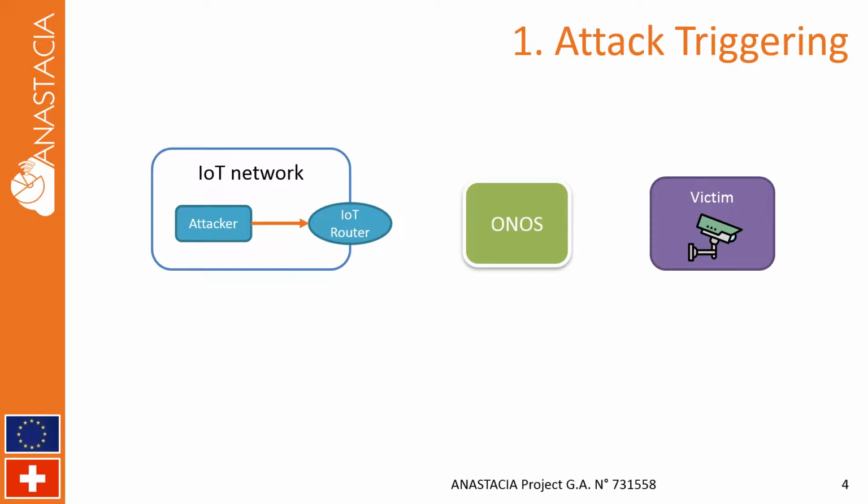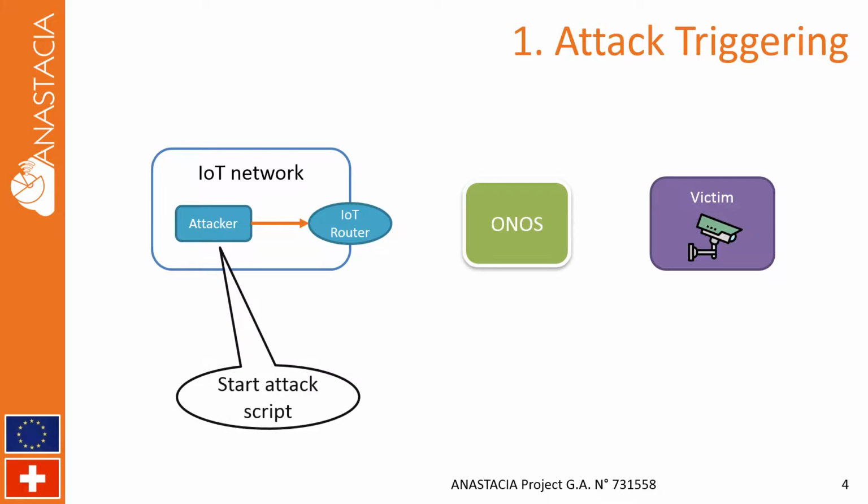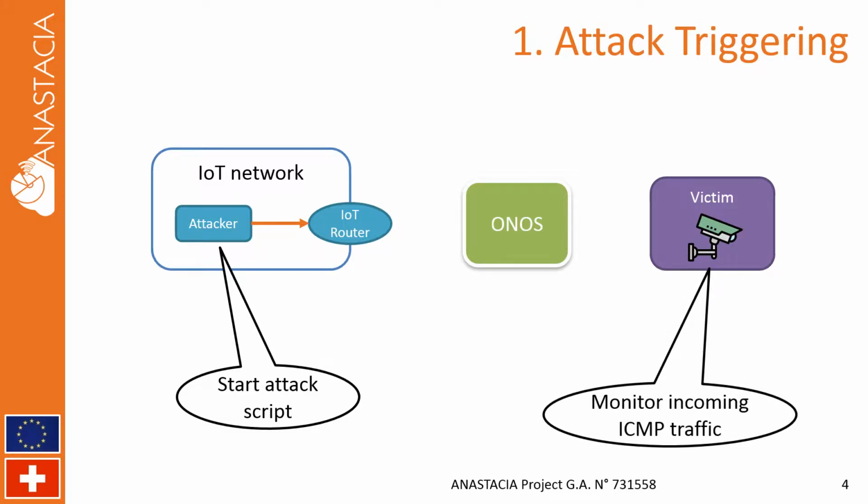On the IoT network side, we will use an attack script in order to trigger the ICMP flooding towards the victim. On the victim side, we will start TCP dump in order to monitor the incoming ICMP traffic, so we will be able to see the packets arriving in the victim. With this configuration, the ICMP flooding attack will start to flow from the attacker towards the victim using the ONOS controller.